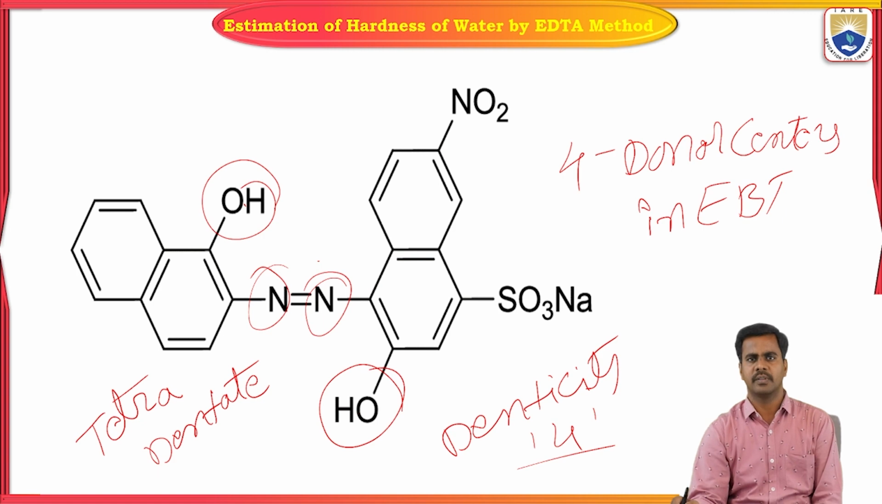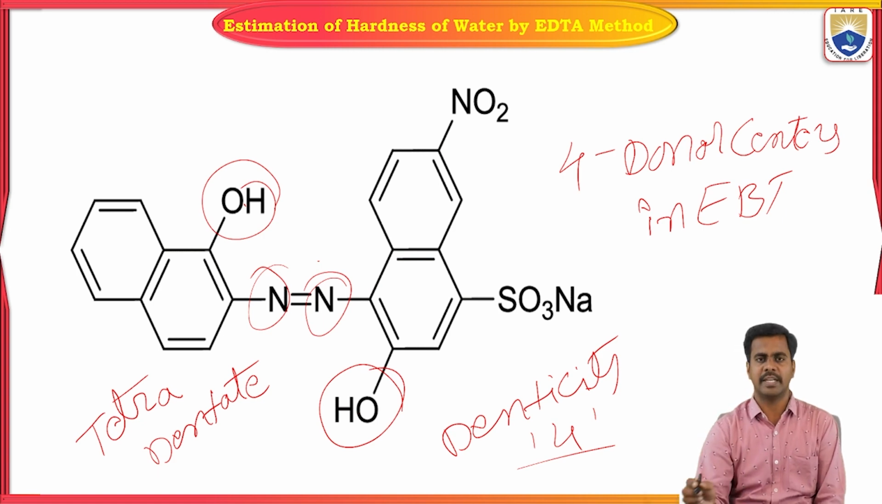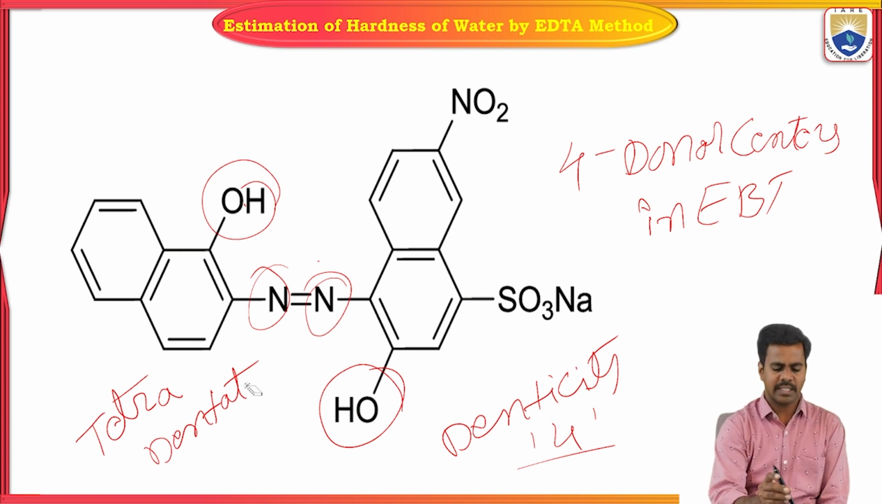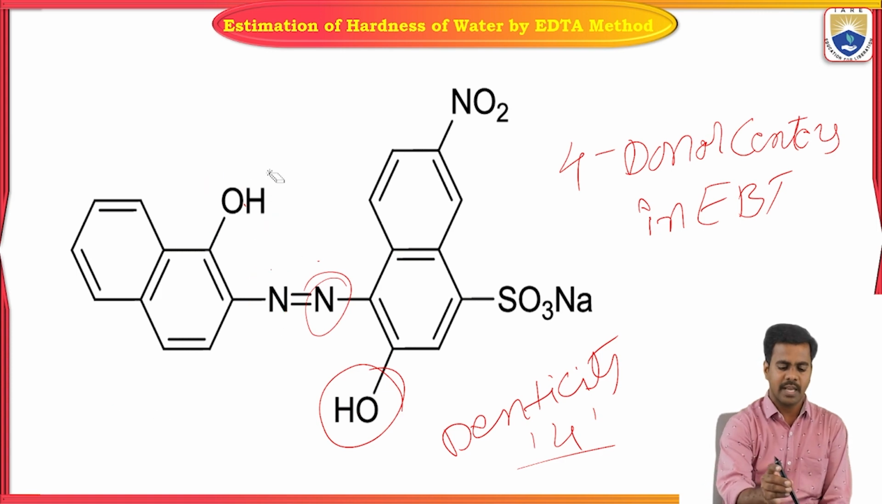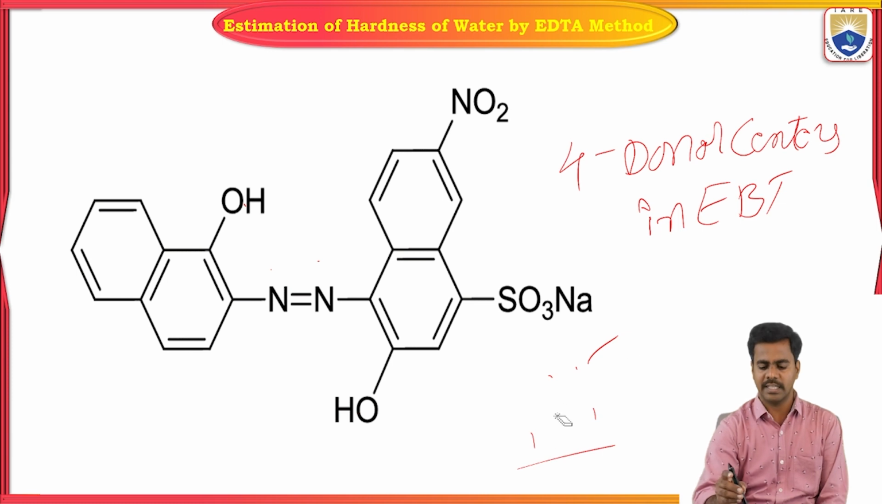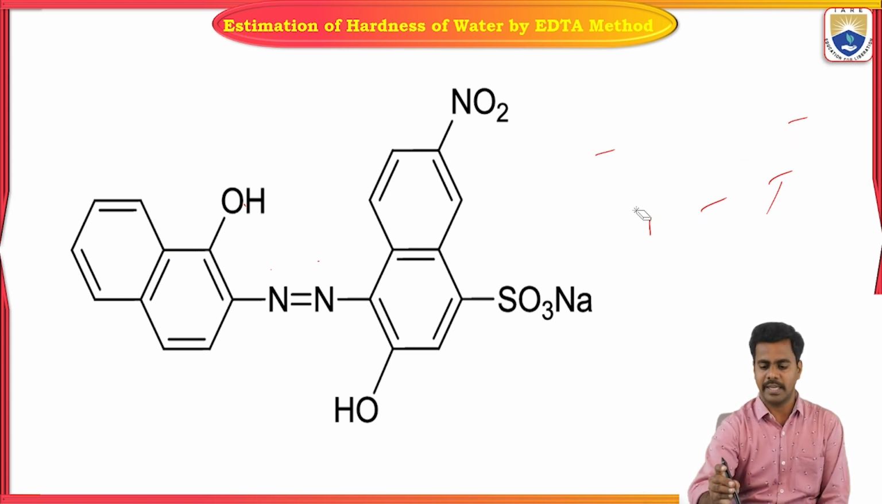So 4 donor centers are present in EBT and 6 donor centers are present in EDTA. So the denticity of EBT is 4 and the denticity of EDTA is 6. Now we can say that EDTA acts as a strong ligand due to the presence of 6 donor centers. So due to the presence of 6 donor centers, EDTA acts as a stronger ligand than EBT.